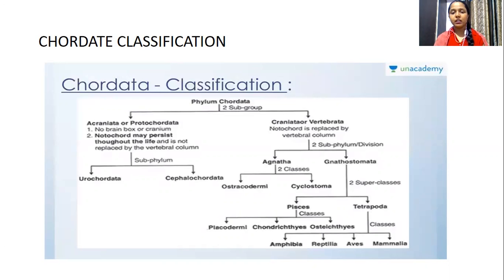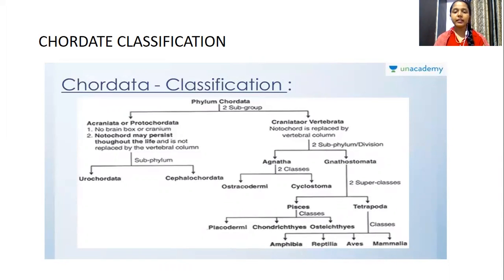Among the craniates, there are two subphyla, that is Agnatha and Gnathostomes. Agnatha: A means lacking, gnatha means jaws. These are fish-like vertebrates without true jaws and paired limbs. The individuals which do not have a true jaw and paired limbs will be classified under Agnatha. And gnathostomes are the ones which have true jaws and paired limbs.